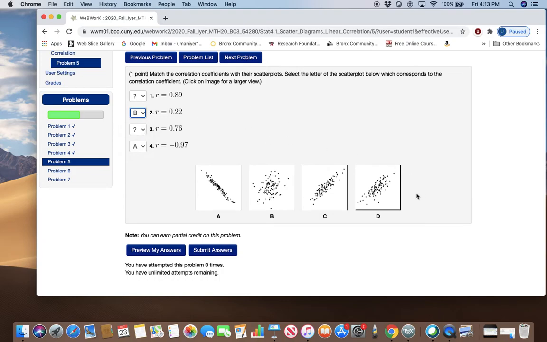Between these two, that is the highest positive because it is closest to a line. All the points are rather close to each other, almost looking like a line. It's not an exact line, but close to a line. So this is the highest positive relation. So that's C. This is positive. It's not as sharp as this, but it is positive. So that is D.